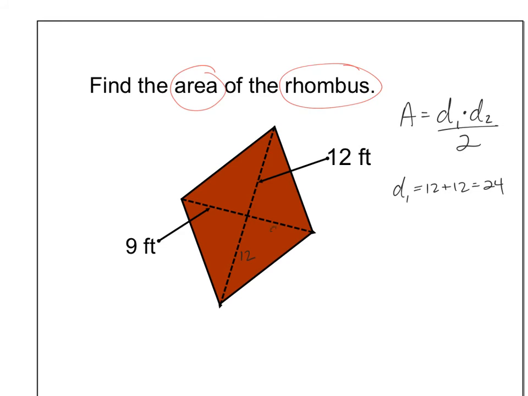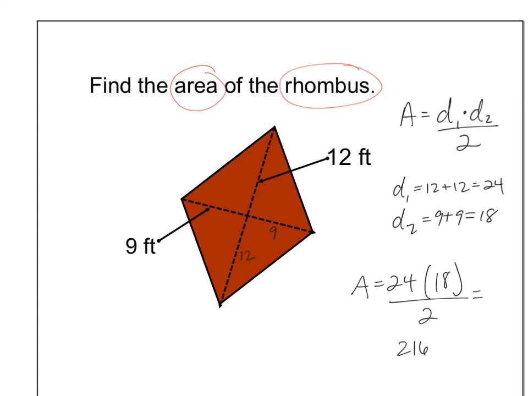Now the other diagonal is 9 and 9. So 9 plus 9 is 18. So if I was going to find the area, I would do 24 times 18, divide by 2. When I did that, I got 216, and this looks like it's labeled feet squared.